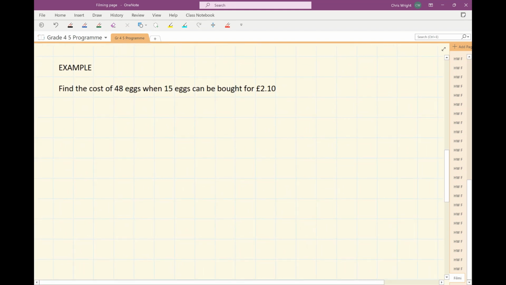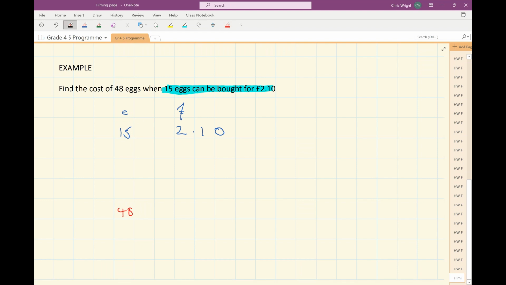In this question, we're told the cost of 15 eggs, and we need to work out the cost of 48 eggs. Pause the film and have a go. Right, we have got 15 eggs costs £2.10. Now, before I can work out the cost for 48 eggs, I'm going to work out the cost of 1 egg. So I'm going to start by dividing by 15.